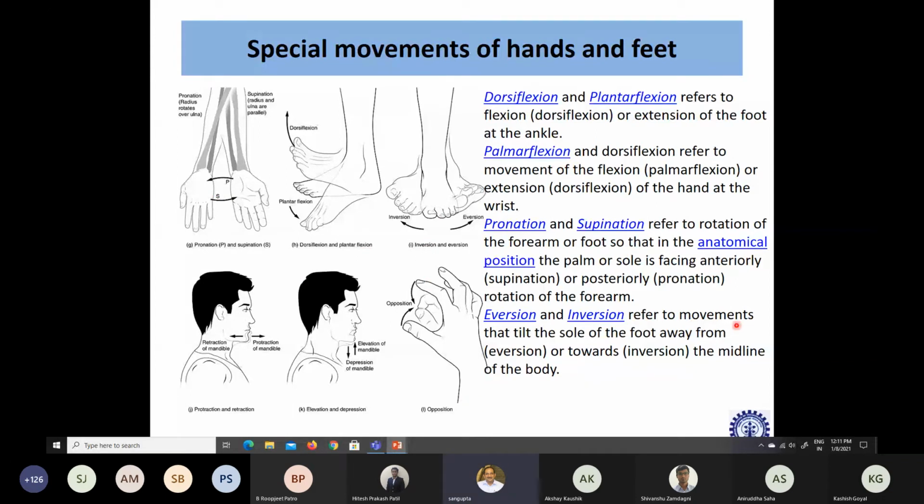Eversion and inversion refer to movements that tilt the sole of the feet away from or towards the midline of the body. So one is towards the midline of the body, one is away from the midline of the body. These are things that we often do as exercises. As far as I remember, once upon a time I used to play very active cricket, and we used to warm up doing many exercises that actually activate these sort of movements.